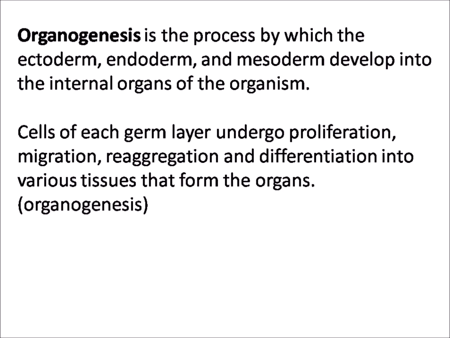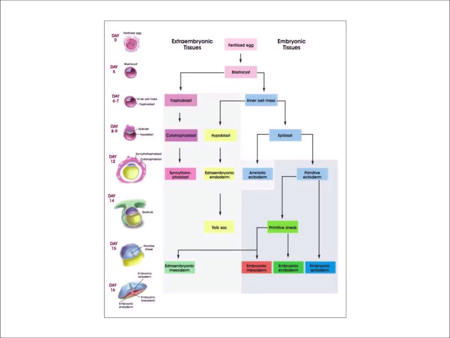Organogenesis is the process by which the ectoderm, endoderm, and mesoderm develop into the internal organs of the organism. Cells of each germ layer, like ectoderm, endoderm, and mesoderm, undergo proliferation, migration, reaggregation, and differentiation into various tissues that form the organ. This process is called organogenesis. This figure or chart shows extra embryonic tissues and embryonic tissue.